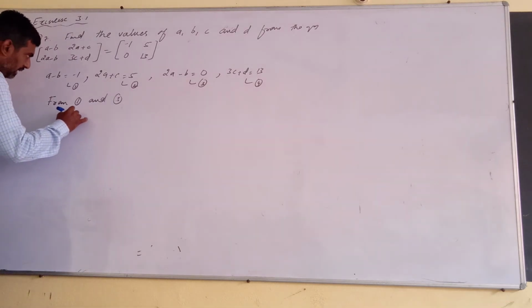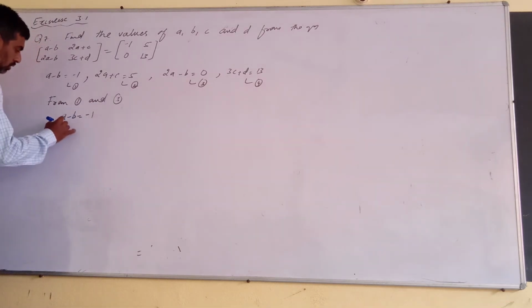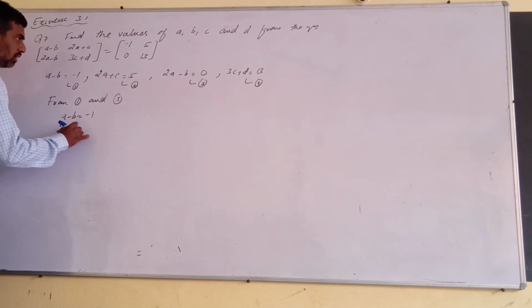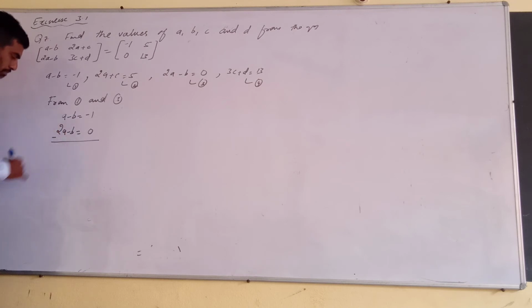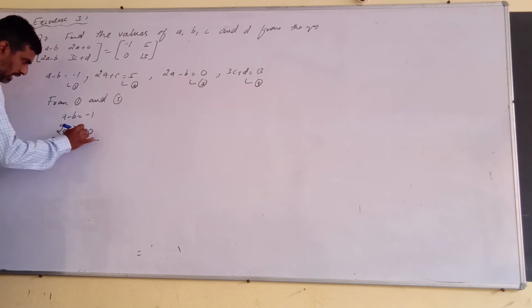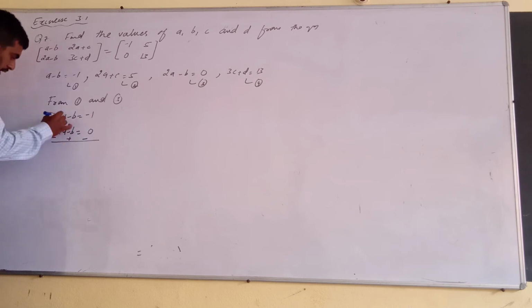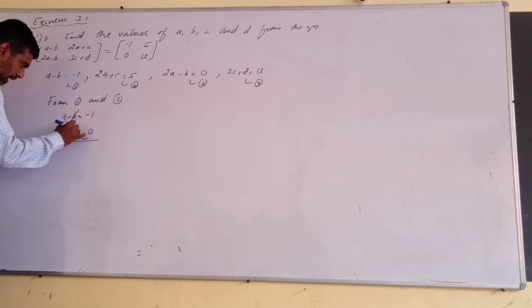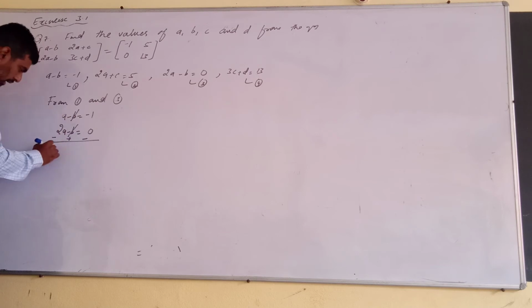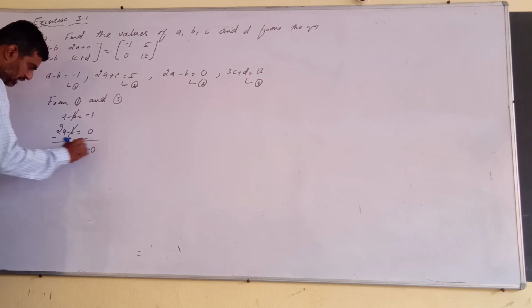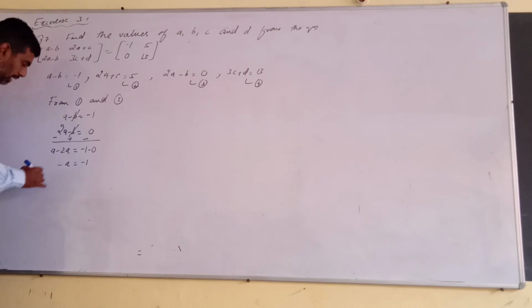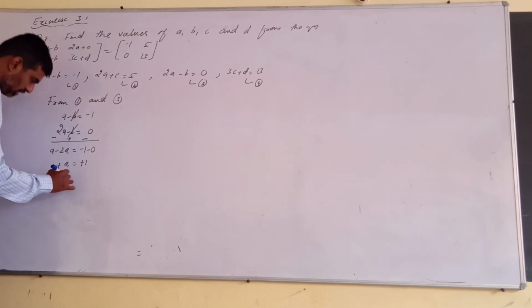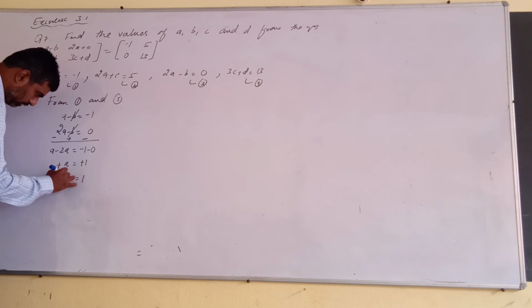A minus B is equal to minus 1. 2A minus B is equal to 0. Now change the sign. Here it is plus, minus. Here it is minus, plus. A plus minus B plus B cancel. A minus 2A is minus A. Minus 1 minus 0 is minus 1. Minus A is equal to minus 1. What is remaining? A value is 1.